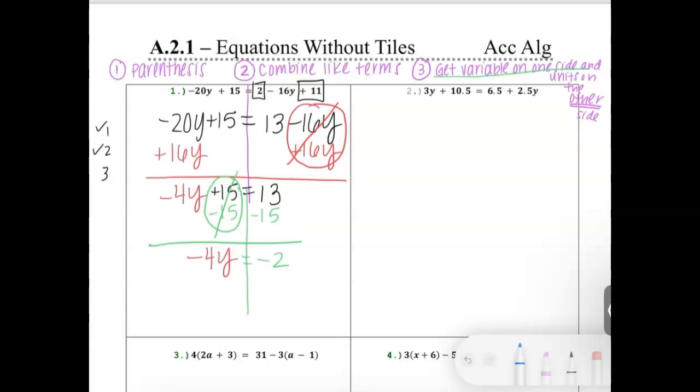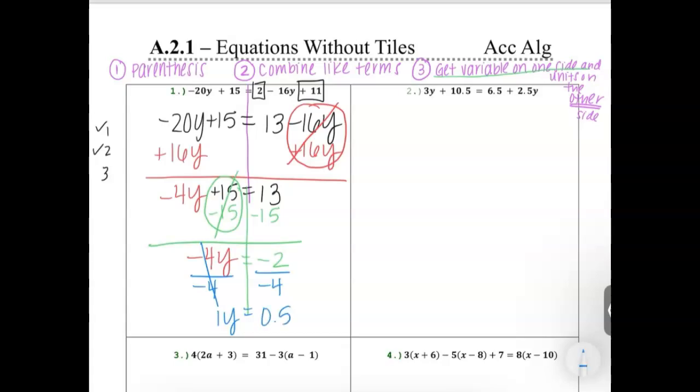Our final step says we have to divide up those y tiles amongst the unit tiles. So notice I'm going to divide by negative 4. This is a negative 4, not a regular 4. So when we divide, negative 4 divided by negative 4 gets us 1 positive y. If we divide one side by negative 4, we have to do the other, and we actually get positive 0.5. So each one y value is equal to 0.5.